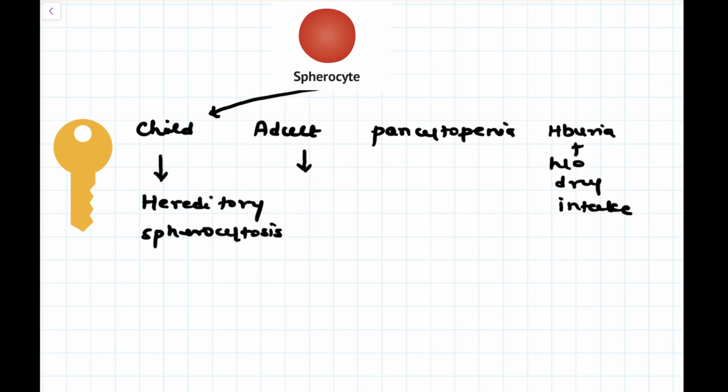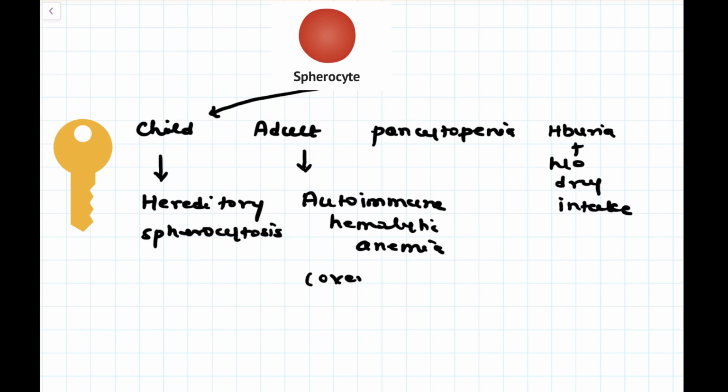If a patient comes in adult life with spherocyte in peripheral smear, most probably you are dealing with autoimmune hemolytic anemia. Autoimmune hemolytic anemia is the most common cause of spherocyte in adults, and overall also it's the most common cause of spherocytes.